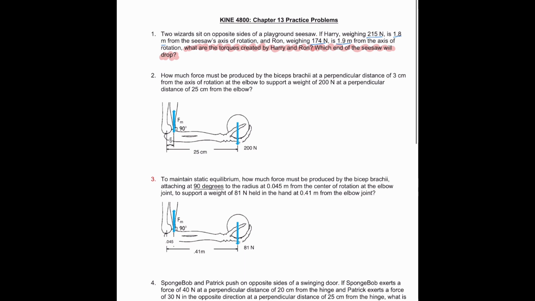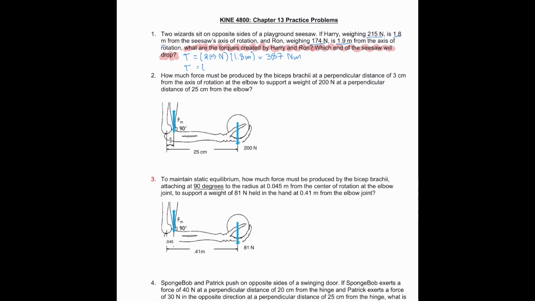So in this case, we just plug it into our equation. For Harry, T is equal to 215 newtons times 1.8 meters, which would give us an answer of 387 Newton meters. And then for Ron, same process, we just plug in what's already known.